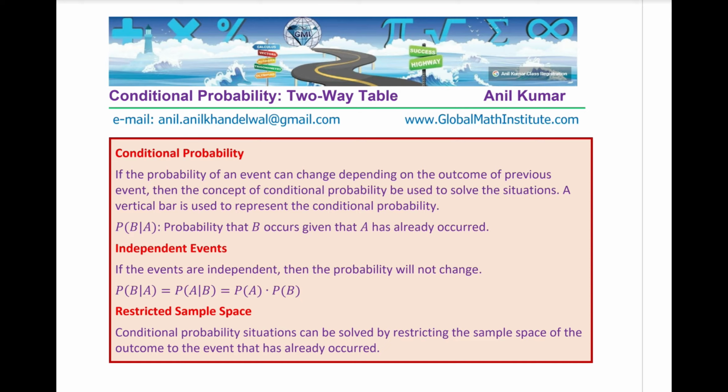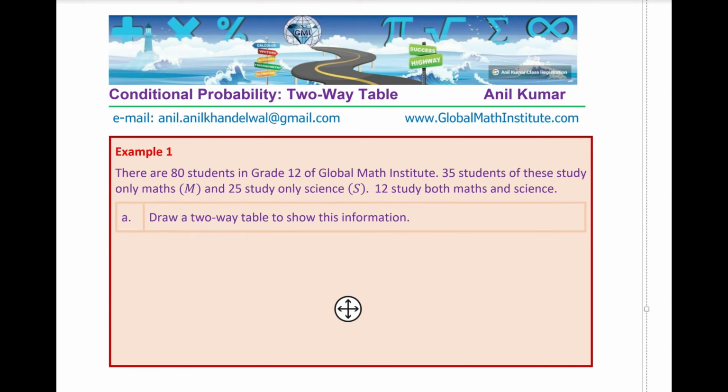As I was saying, you could solve many questions based on conditional probability using restricted sample space. So we'll use this principle here also. Conditional probability situations can be solved by restricting the sample space of the outcome to the event that has already occurred. Keeping this in mind, now let's try to solve the question given to us.